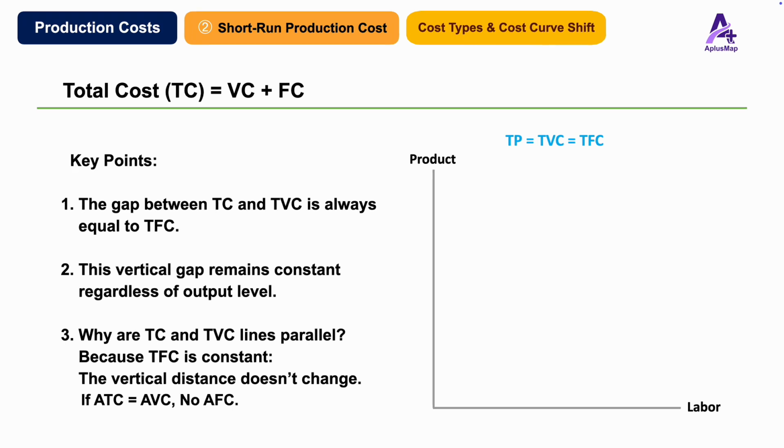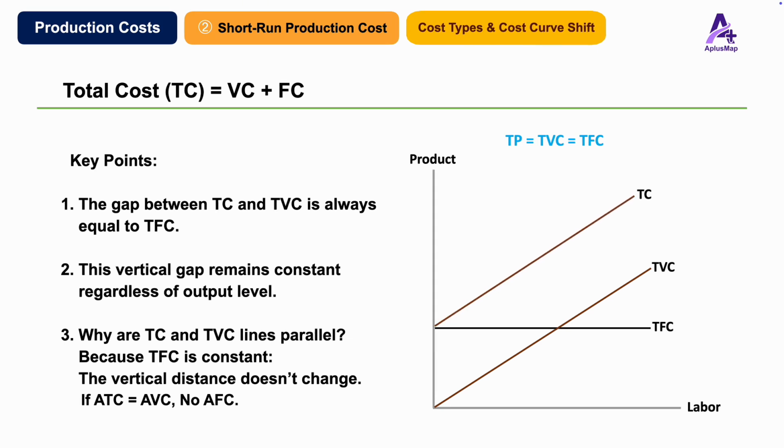TFC, total fixed cost, is just a flat horizontal line, right? Cost is the same no matter the quantity. Constant. Yep. TVC, total variable cost, starts at 0, no output, no variable cost, and then slopes upward as you produce more. TC, total cost, is basically the TVC curve just shifted upwards. By how much? By the amount of the total fixed cost.